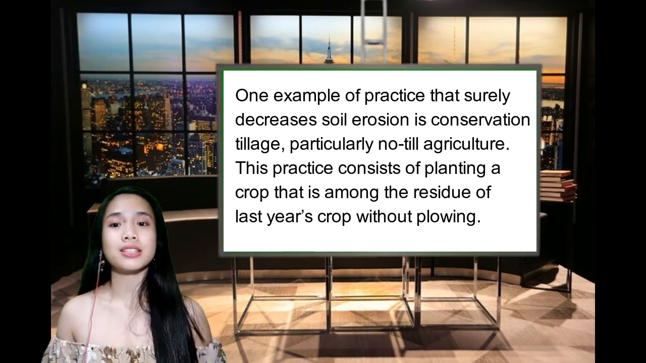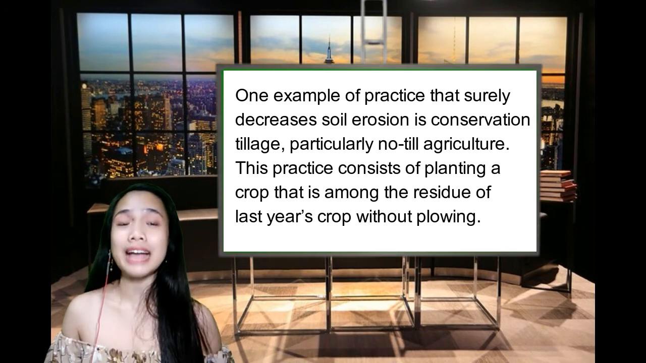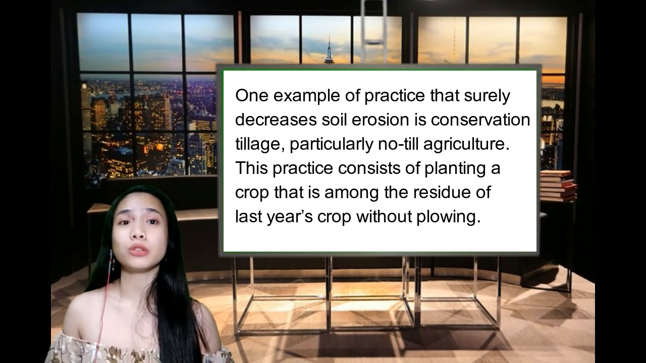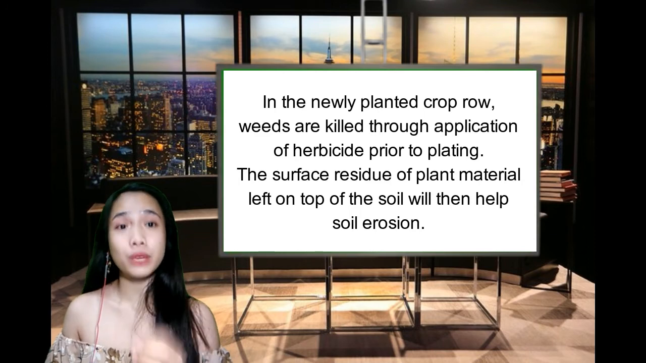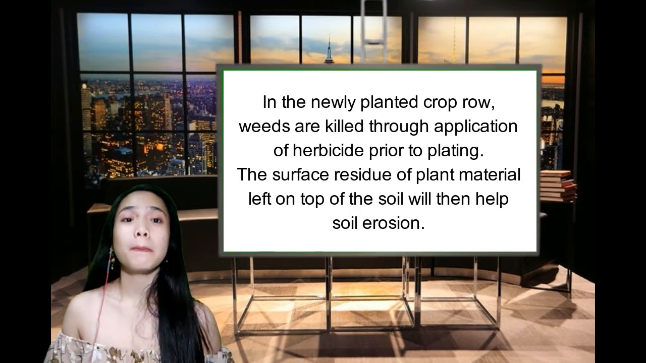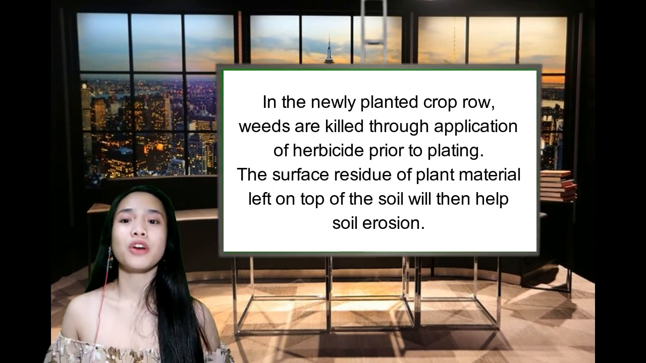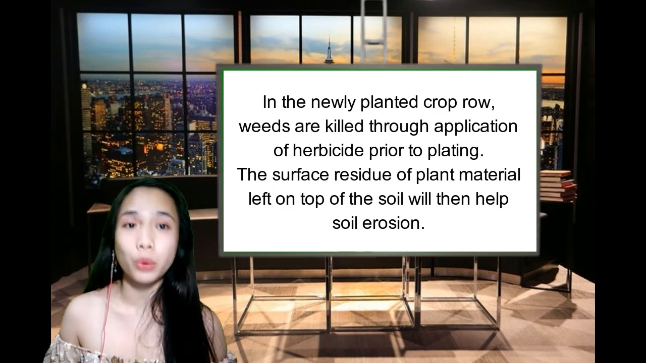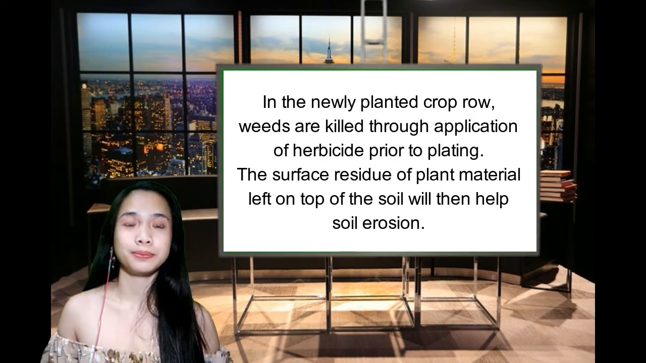This practice consists of planting a crop that is among the residue of last year's crop without plowing. And in the newly planted crop row, you kill weeds with herbicides prior to planting plants. The surface residue of plant material left on top of the soil can now help prevent soil erosion.